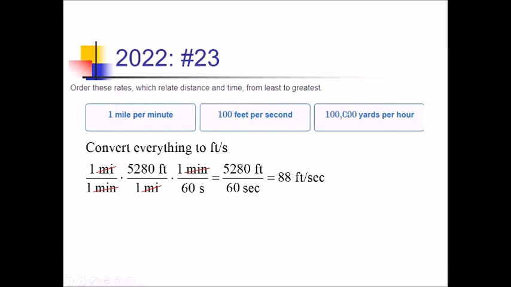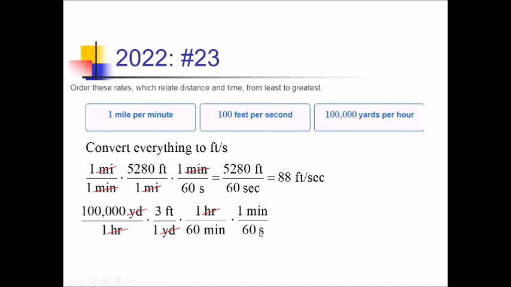Let me do the yards per hour next. So I'm going to replace yards with feet, just like I did with miles. But now, every yard is equivalent to 3 feet. So I'm going to write times 3 feet over 1 yard. Yards cancel out. And now I want to convert hours eventually into seconds. Maybe you don't know exactly how many seconds are in an hour. That's okay. We can convert to minutes first. We know that 1 hour is going to be 60 minutes, so hours cancel. And now if we want to convert minutes into seconds, we know that 1 minute equals 60 seconds. So we can now cancel out the minutes.